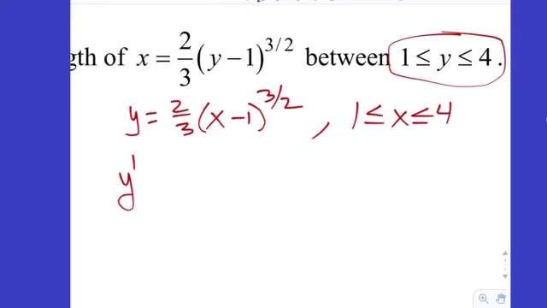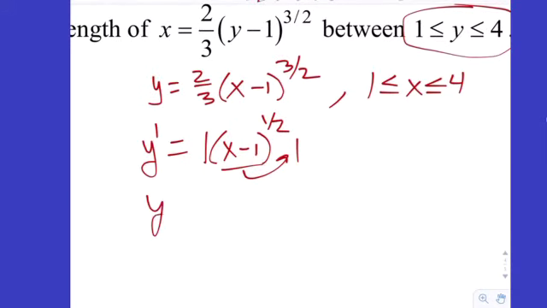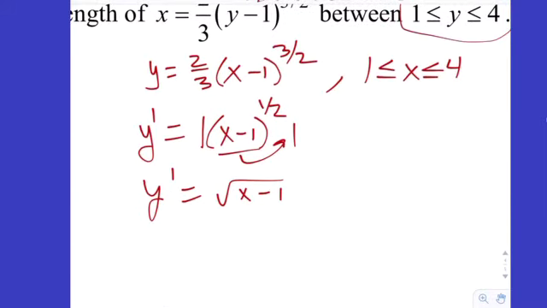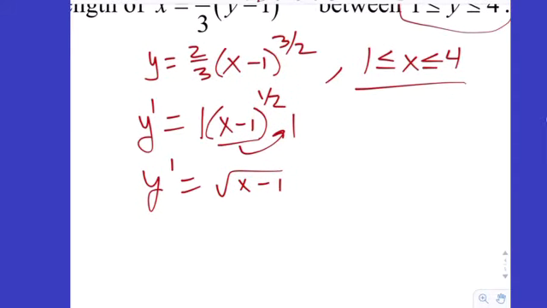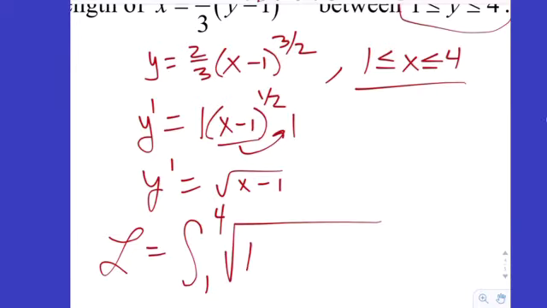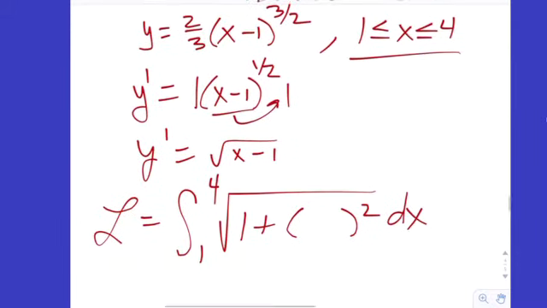So now let's find y prime. Chain rule, you multiply and you get 1 times (x minus 1) to the 1/2 power times the chain rule, 1. Sweet. So y prime is just the square root of x minus 1. And we have our intervals now from x equals 1 to 4, so the arc length is going to be the integral from 1 to 4 of the square root of 1 plus the derivative squared dx. We're changing everything, and then I'll put the square root of x minus 1 there.